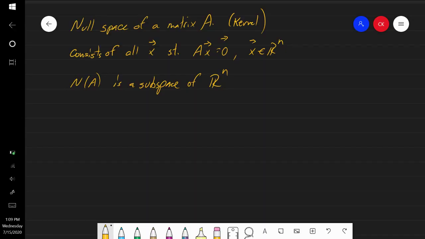I won't really draw a whole lot out of it, but just to recognize that the null space does have the properties of being a vector space, so it's a subspace of Rn. And let's look at an example of how we can determine this one.